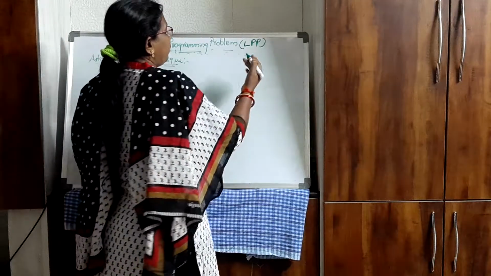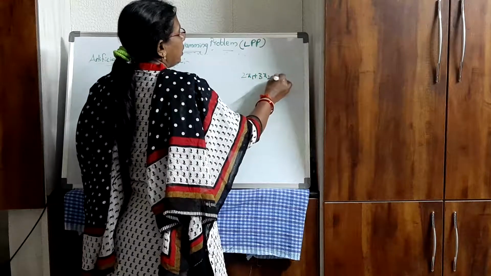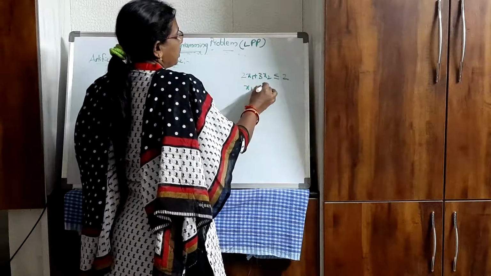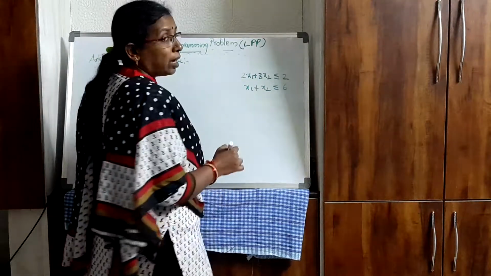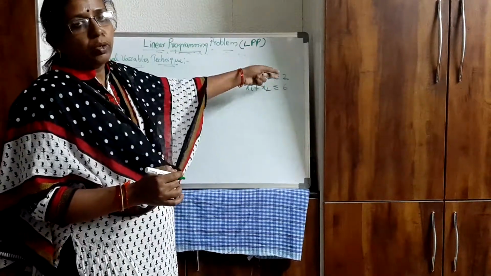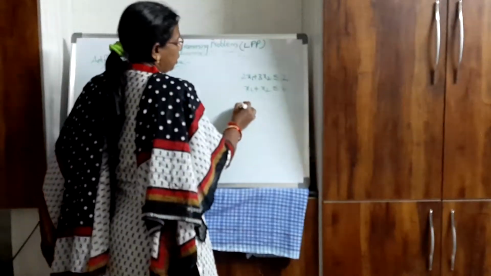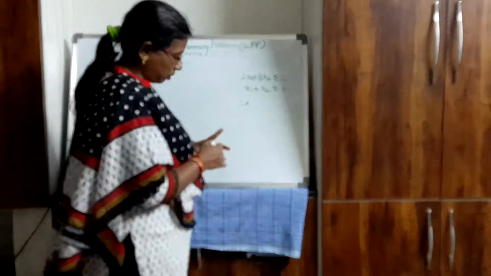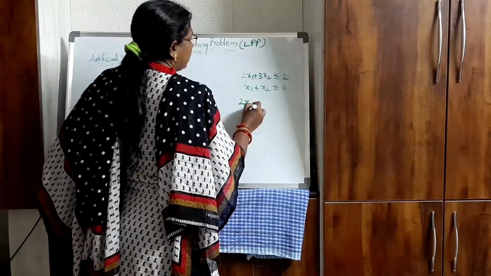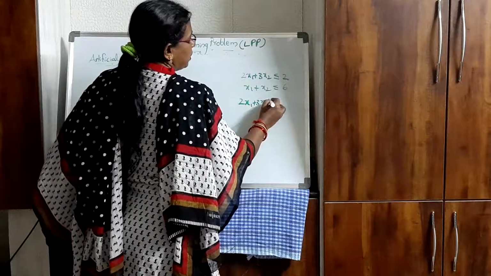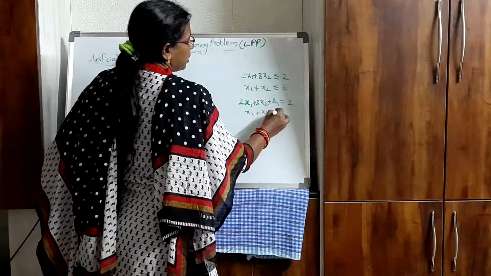For example, suppose I have constraints like this: 2x1 plus 3x2 less than or equal to 2, x1 plus x2 less than or equal to 6. Now I have to convert these inequations into equations. Because I have less than or equal to type of constraints, I'll be using slack variables. So this will be 2x1 plus 3x2 plus s1 equal to 2, then x1 plus x2 plus s2 equal to 6.